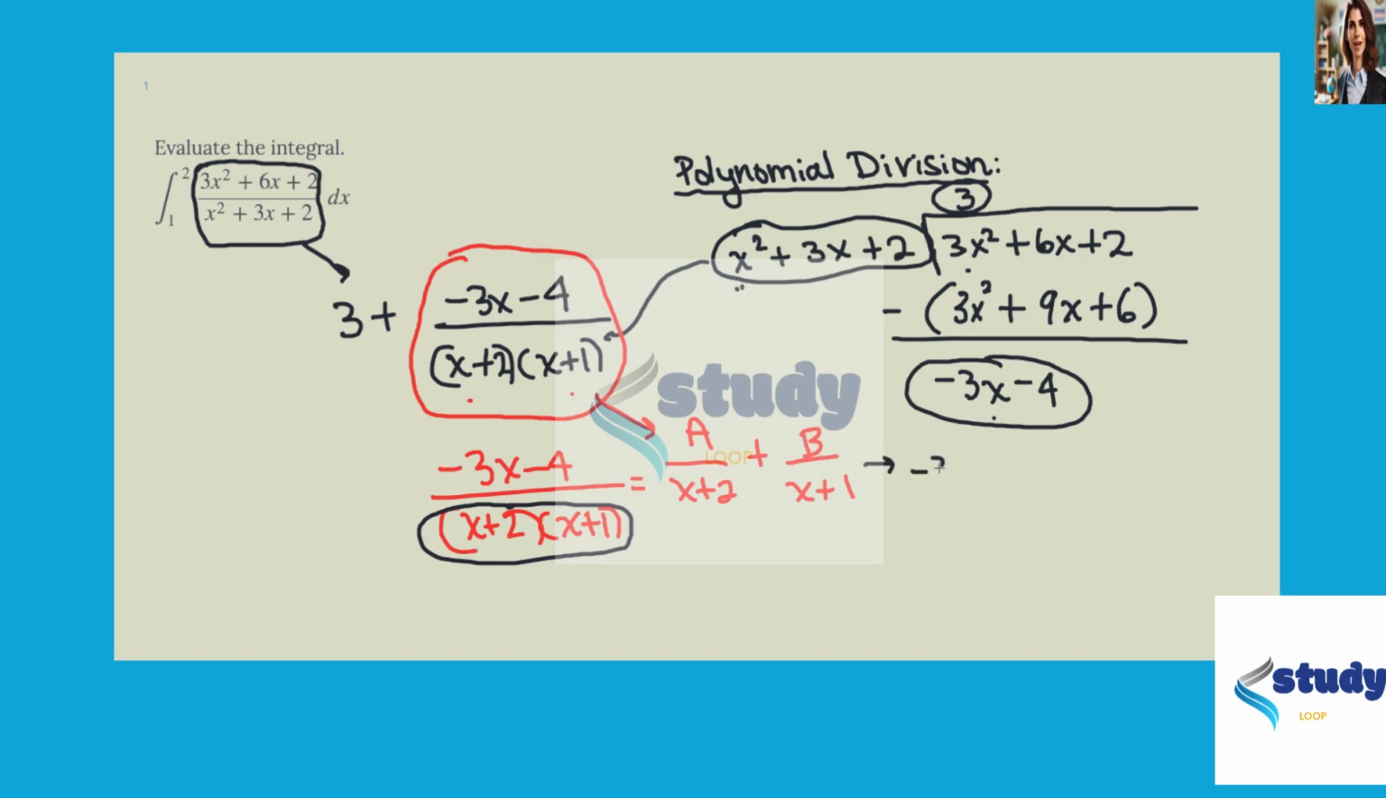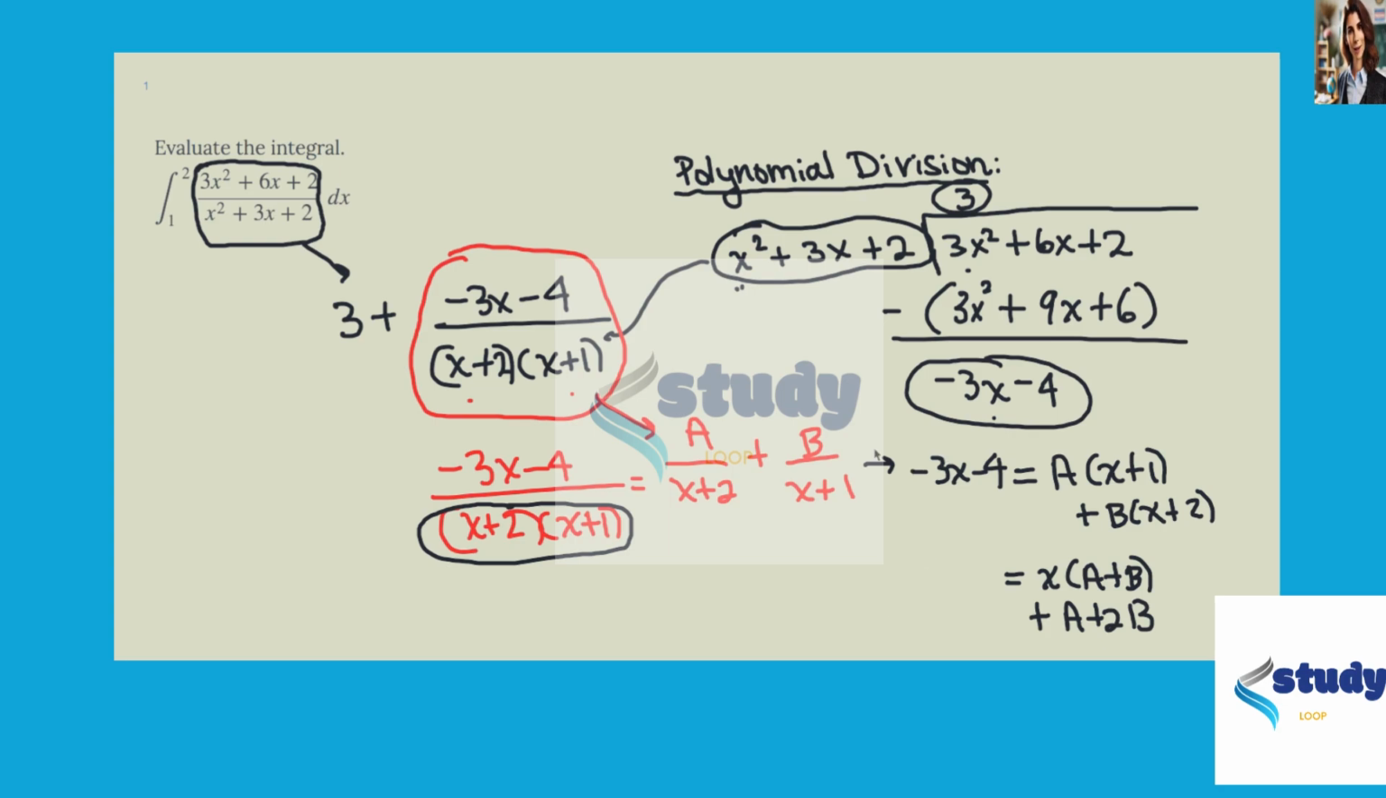So we get minus 3x minus 4 on the left. And on the right, after we multiply, A times x plus 1, B times x plus 2. And we can go ahead and factor out an x. We get A plus B. And then for the constant term, we just get A plus 2B.